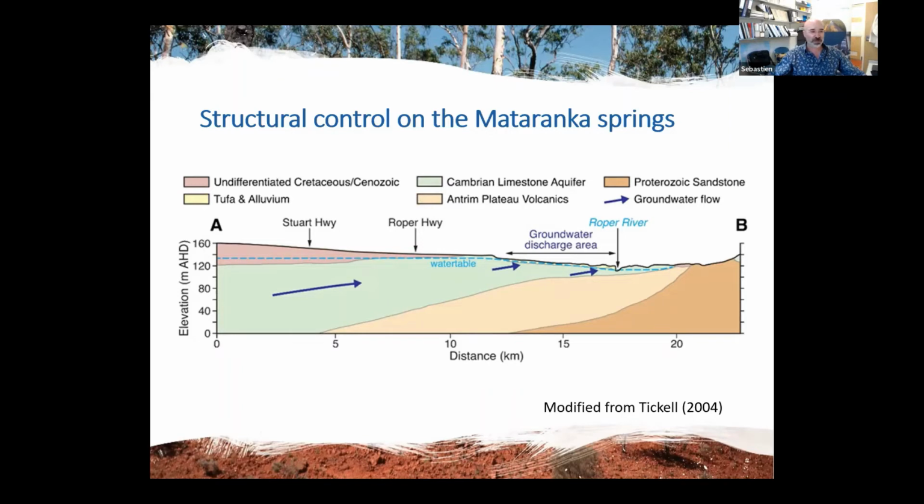And the thing to keep in mind is, although the springs at Mataranka, I'm sure many of you are familiar with them, are the most obvious expression of this groundwater coming to the surface, it's important to keep in mind that the whole of Elsey National Park and surrounding areas is a groundwater discharge zone through numerous seeps, through transpiration by phreatophytes, and so on.